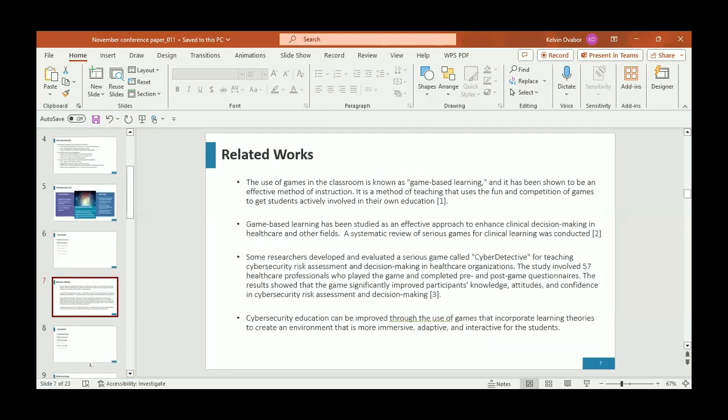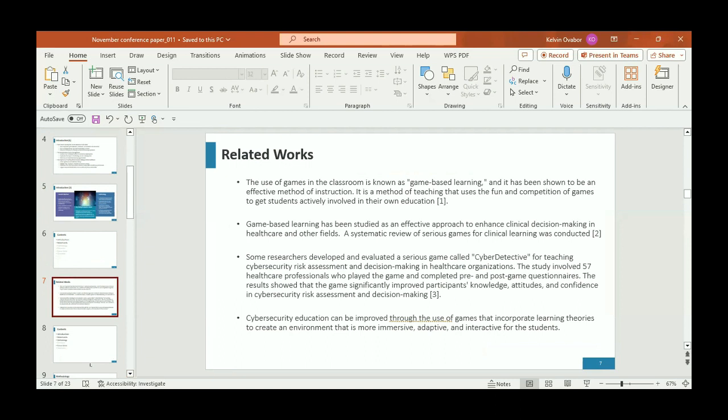What are the related works that have been done in this area? The related work has to do with the fact that the use of game-based learning, with the fun and competition of games, makes students solely involved in their education. Game-based learning has also been an effective tool that enhances clinician decision-making in healthcare.